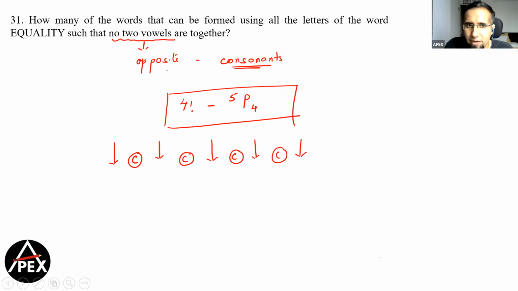I repeat, always arrange the opposite. Clear? Then the number of places will always be 1 more than the number of characters of the opposite. So 5P4 becomes your answer. Is this point clear?